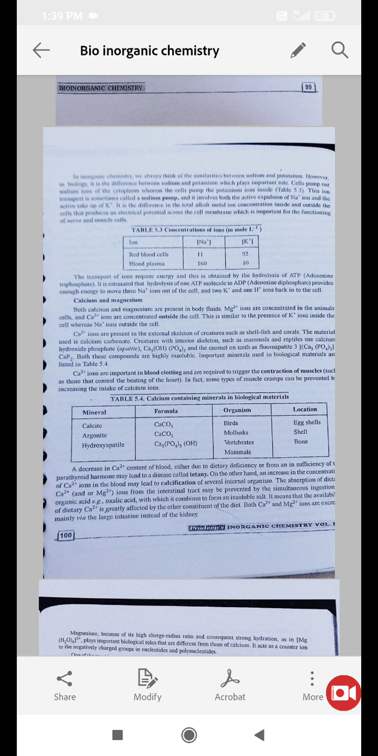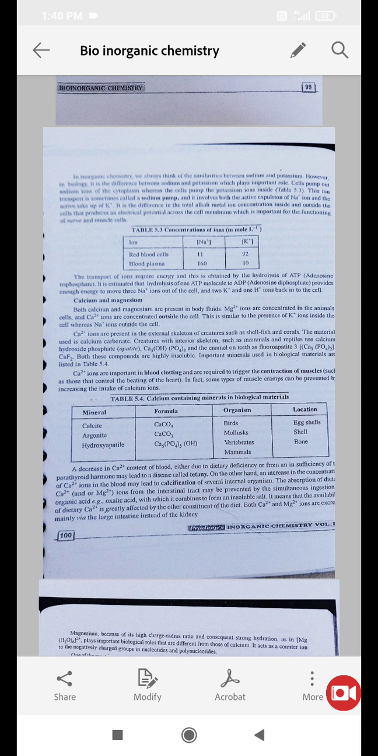Calcium and magnesium. Both calcium and magnesium are present in body fluid. Magnesium 2+ ions are concentrated in the animal cell, and calcium 2+ ions are concentrated outside the cell. This is similar to the presence of potassium ions inside the cell, whereas sodium ions are outside the cell. Calcium ions are present in the external skeleton of creatures such as shellfish and corals.